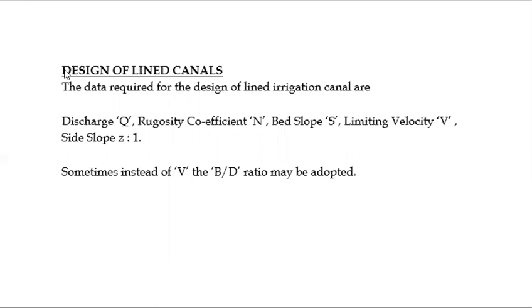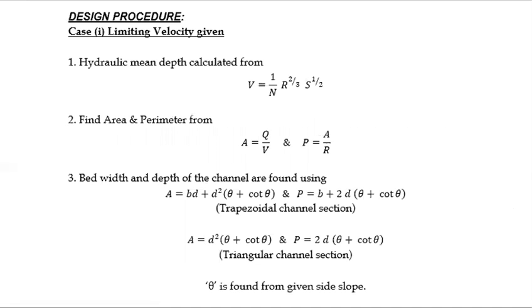So moving on to the design of lined canal. The data required for the design of lined irrigation canal are the discharge, rugosity coefficient N, bed slope S, limiting velocity V, and side slope Z to 1. Right, and sometimes instead of V, the B by D ratio may also be adopted.